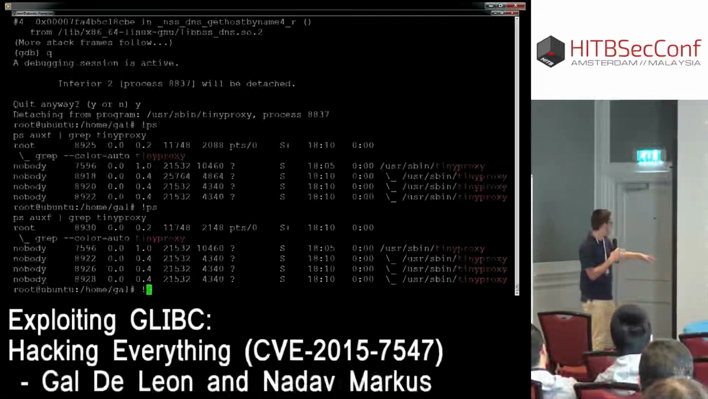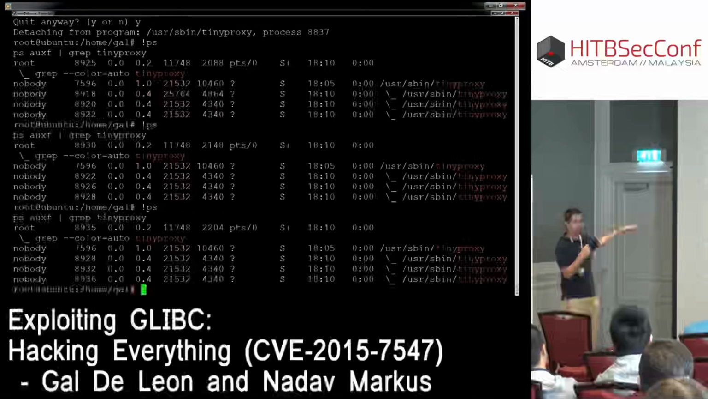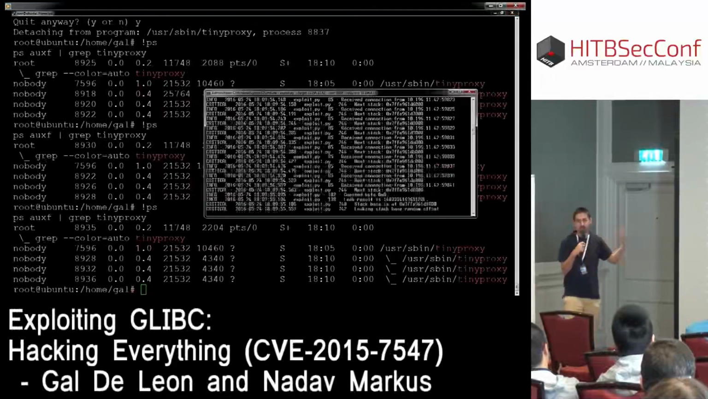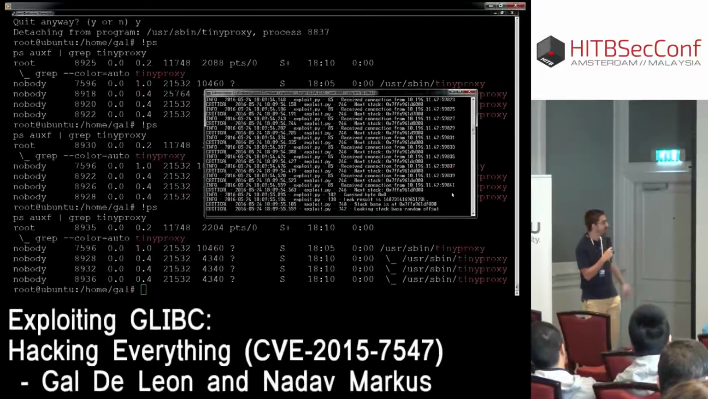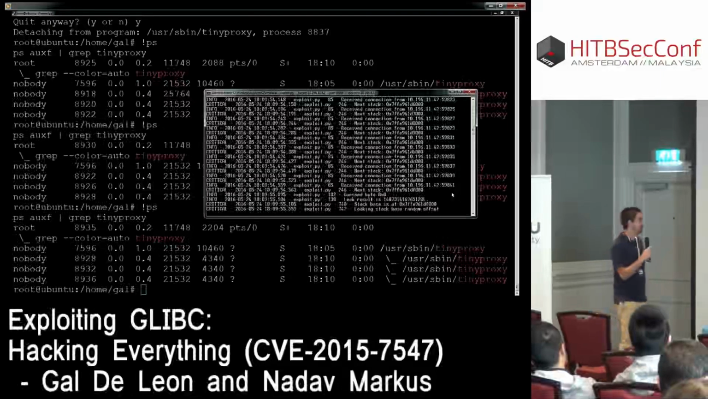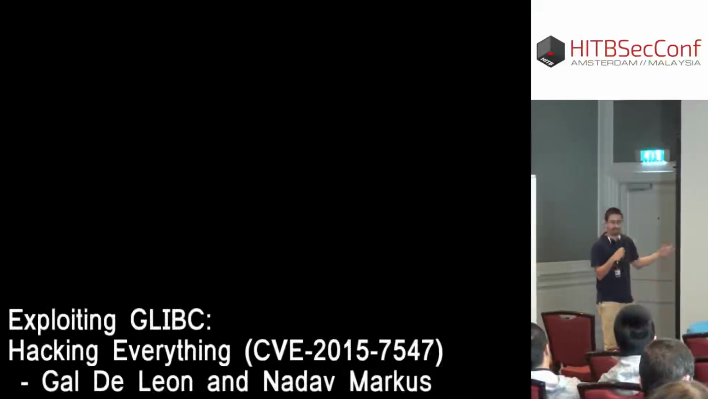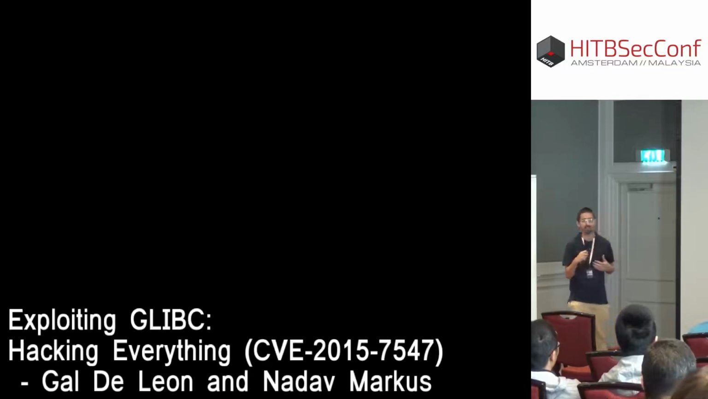So now just continue. As you can see, the PIDs keep changing, because we crash all the child processes all the time. Now there's a 9-bit enumeration to get the correct offset. This enumeration is usually the one that takes the most amount of time, but it depends on what offset you got.